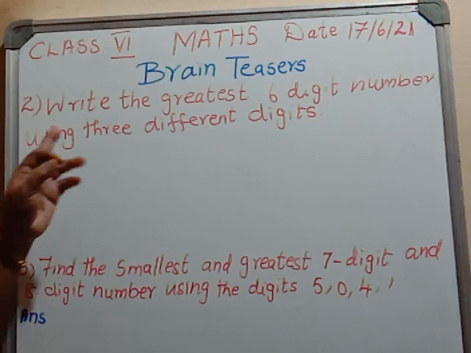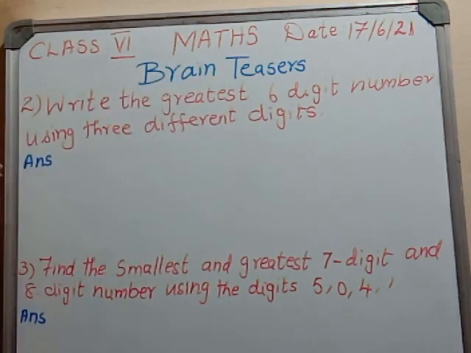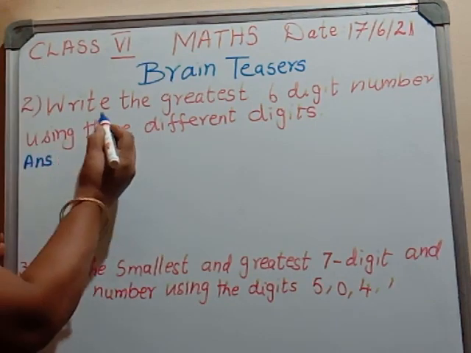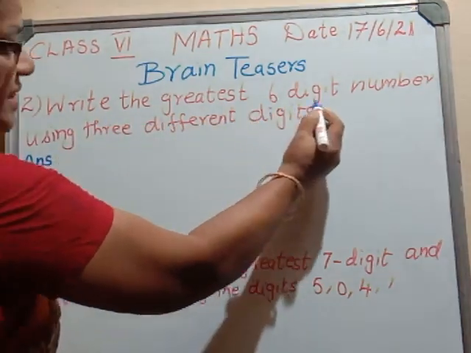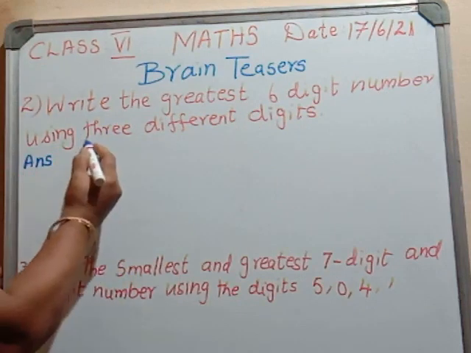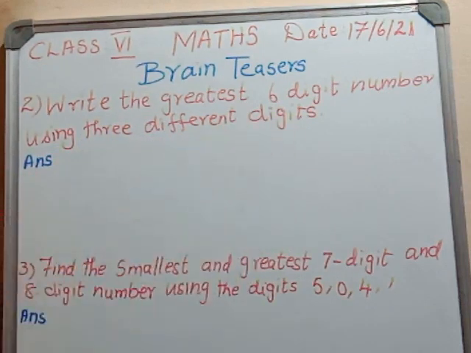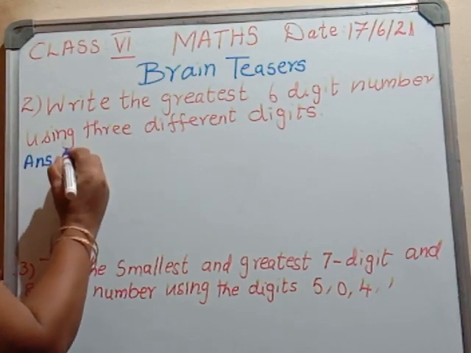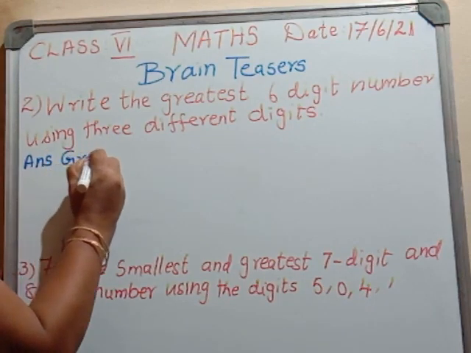In the previous class, Mrs. Vanishri Joshi explained the brain teasers, first main, MCQs and question answer. In this class, we are going to learn from question number 2. What is the question number 2? Write the greatest 6-digit number using 3 different digits. Actually, what is the greatest 6-digit number?